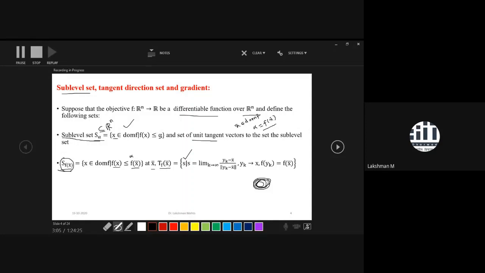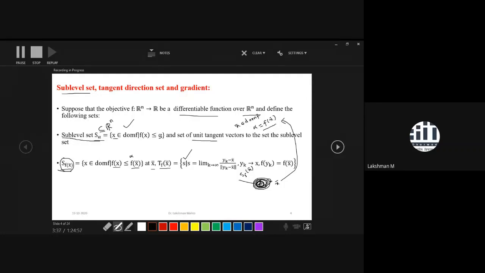So suppose this point is x bar, this point you have taken x bar. With respect to that you define alpha, and correspondingly you are getting this one, which is your S_f, the sublevel set defined by f at point x bar. So this is the sublevel set with respect to f at x bar. Okay, so we are getting the sublevel set.